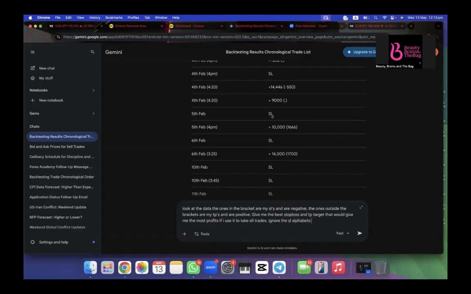I want you to actually ignore this SL alphabet, okay? Then I want you to look at this. I've told you that the ones outside are my TPs and they are positive, and the ones inside are my stop losses and they're negative. So this is plus 14,400 and so on. This is minus 550. So I want you to look at all this data, then give me the best stop loss target I should use and the best TP target I should use. That'll give me the most profit if I take all the trades, because I have the data.